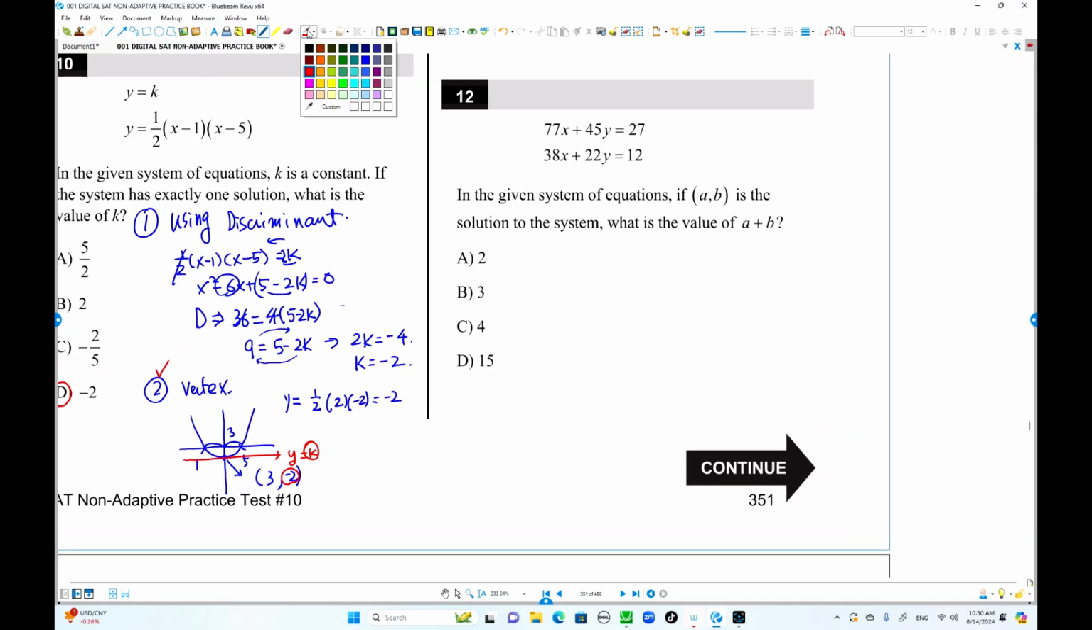Number 12. So we have a system of equations. (a, b) is the solution to the system. What is the value of a plus b? a is the value of x, b is the value of y, right? Actually, it is the intersection coordinate when you have this one. This one is both negative, right? Both negative slope. So this point is (a, b), isn't it? We're going to find the sum of these two numbers, the x and y coordinates, a plus b.